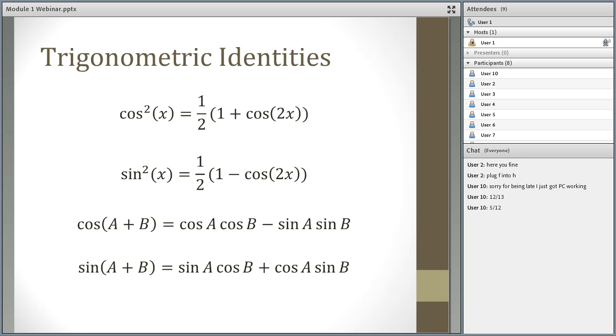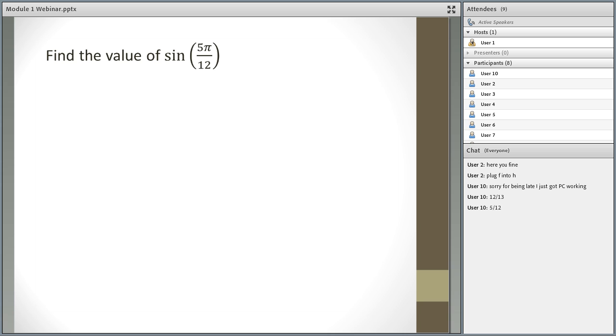So let's look at an example. Find the value of sine of 5 pi over 12. So 5 pi over 12. The idea here is, I need to actually, let's change this to 7 pi over 12. 7 pi over 12 would be better for this case. You can do this with 5 pi over 12, but I think 7 pi over 12 is better. Okay, so 7 pi over 12.